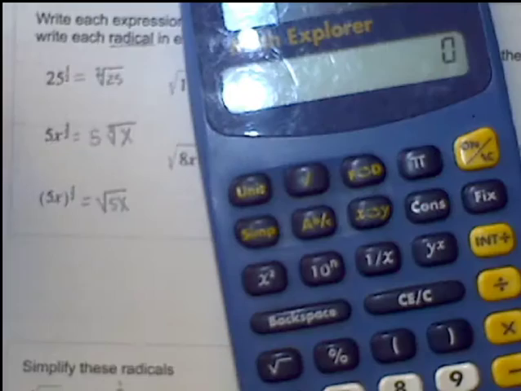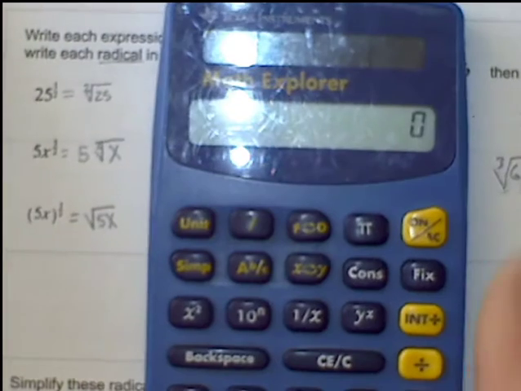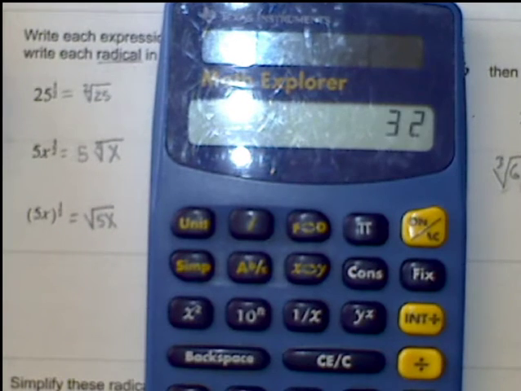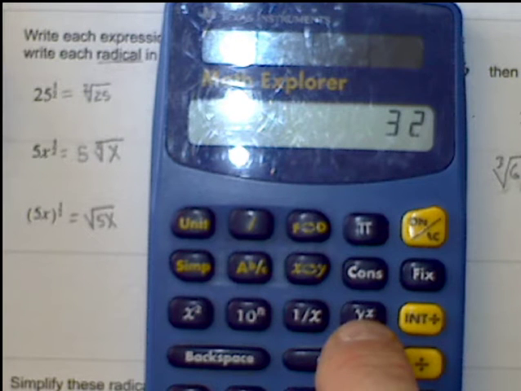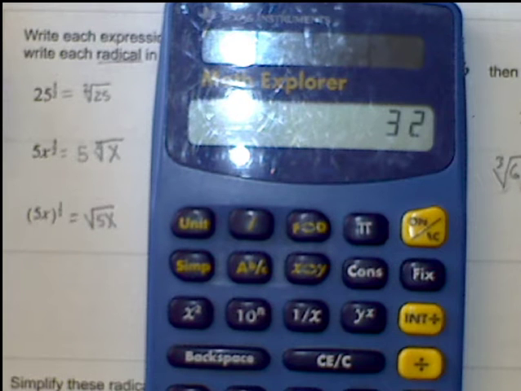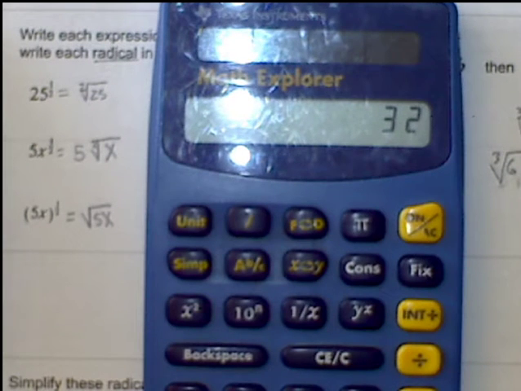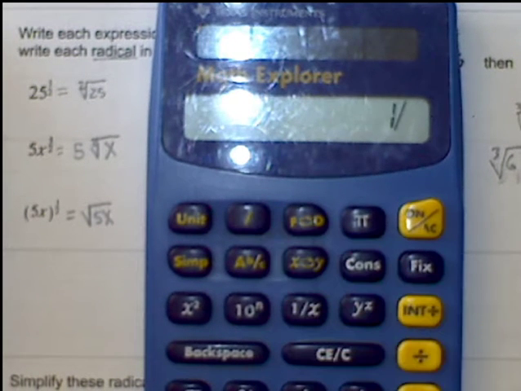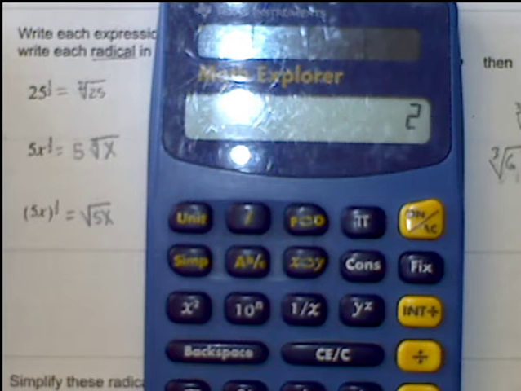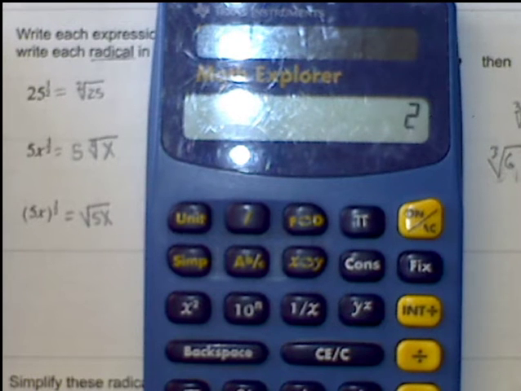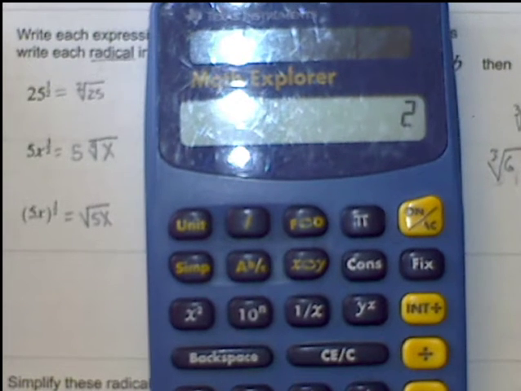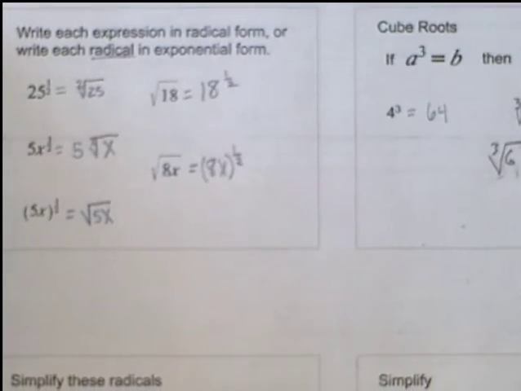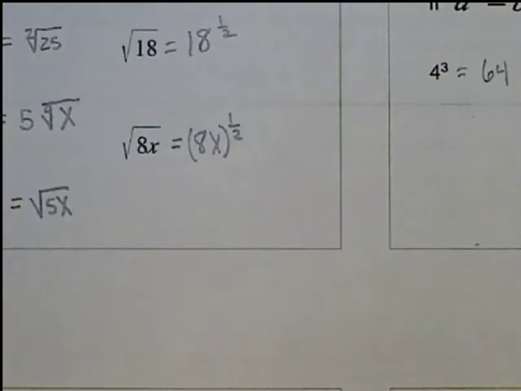And here's how it works. If I want to find the 5th root of 32, just put in 32, and then it's this button right here, the y to the x power. You can hit that, and the next thing that you enter is going to be the power of the exponent. So I want it to be 1/5, so I do 1/5 and hit equals. And so 2 is the 5th root of 32. Does that make sense?